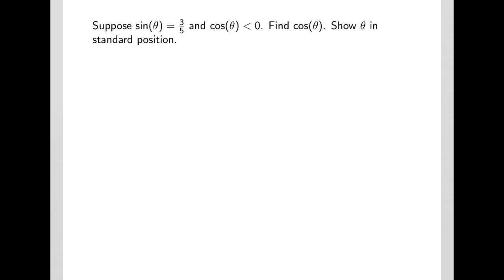This video begins the questions on our review sheet related to trigonometric identities. So the first problem had a series of 4 parts. The first part of that question said suppose that the sine of our angle theta equals 3/5 and that the cosine of the angle is negative. Our task is to find the cosine of the angle and then show the angle in standard position.